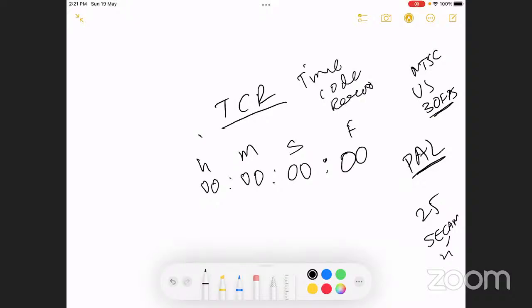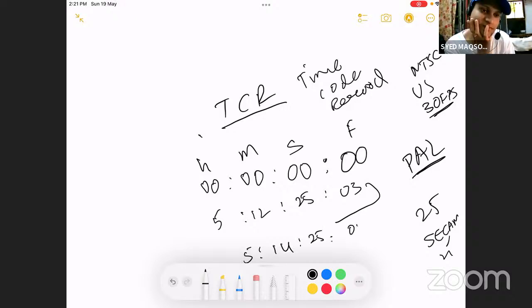Time code record means, if I want to access footage from a location, where is it stored? In the fifth hour, 12 minutes, 25 seconds, third frame onwards. I need footage from the fifth hour, 12 minutes, 25 seconds, third frame onwards. I require 2 minutes of footage, so that is the fifth hour, 14 minutes, 25 seconds.